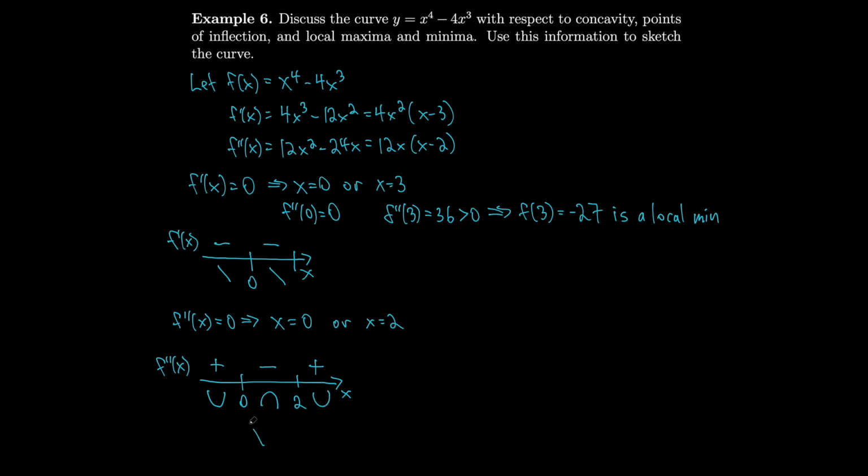So if we look at 0, it switches concavity. And if we look at 2, it switches concavity. So we get 2 inflection points. This implies that 0, 0 and 2, if you plug it in, you get -16 for f, are inflection points.